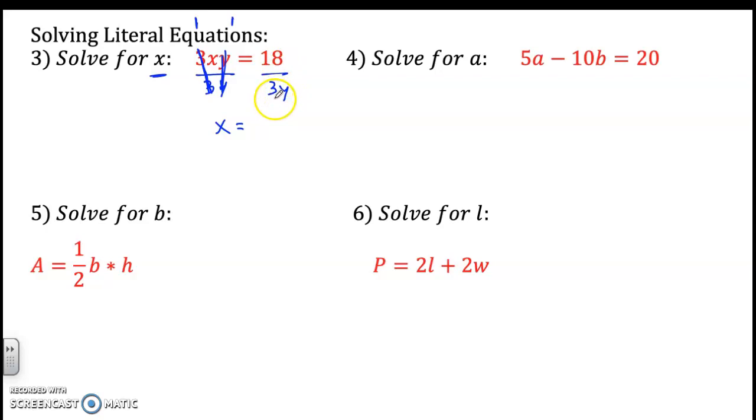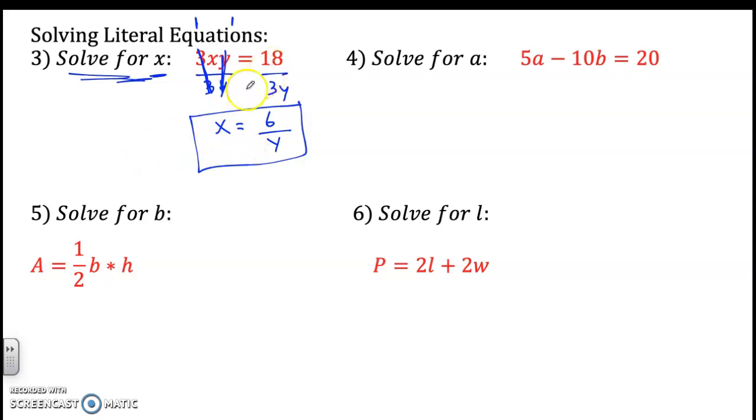The other side doesn't matter, whatever I have. So I have 18 divided by 3, which is going to give me 6. And the Y is in the denominator. It has to stay in the denominator. My question was, solve for X. Is the X by itself? Yes. Final answer. I don't care. It doesn't matter what I have in the other side.